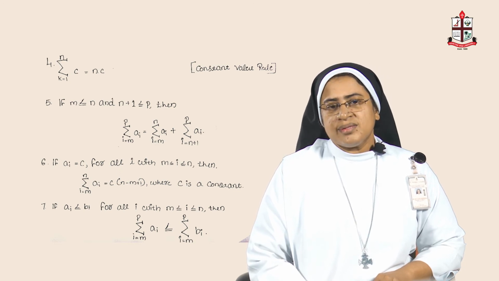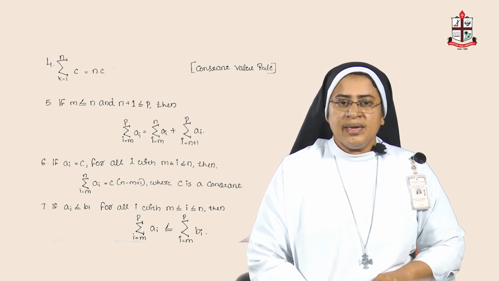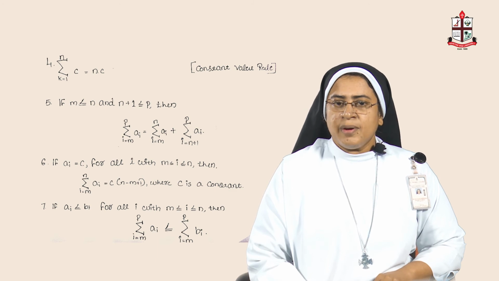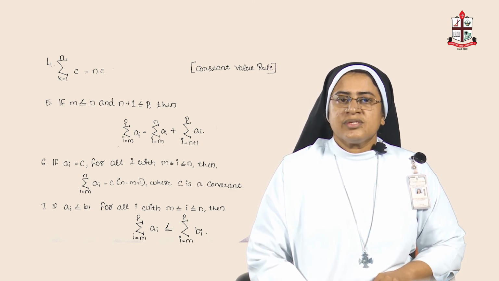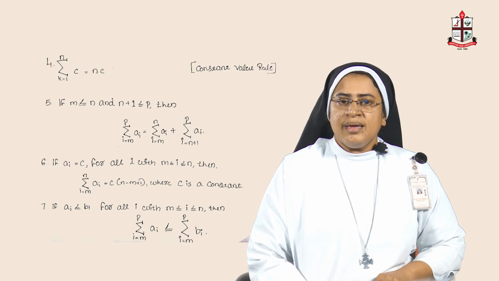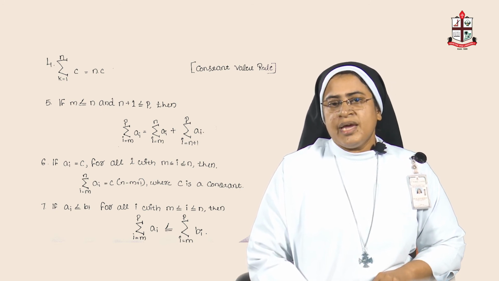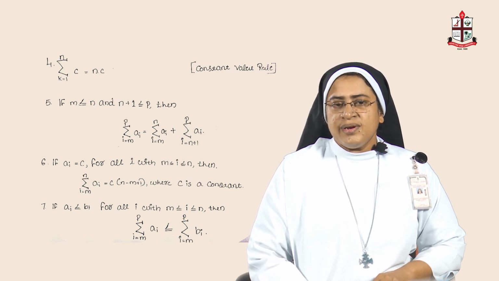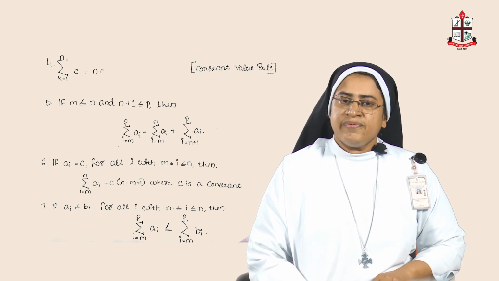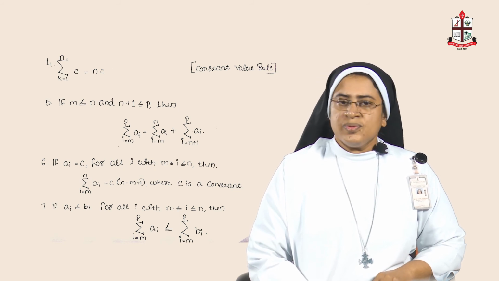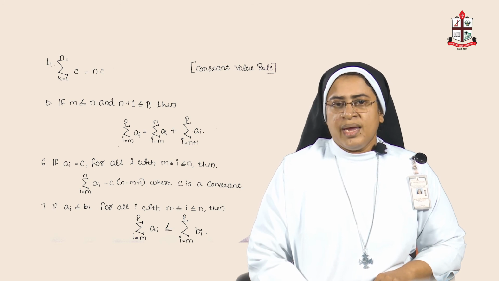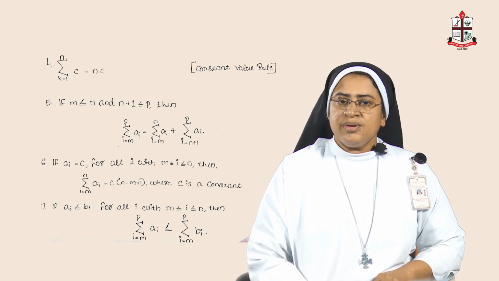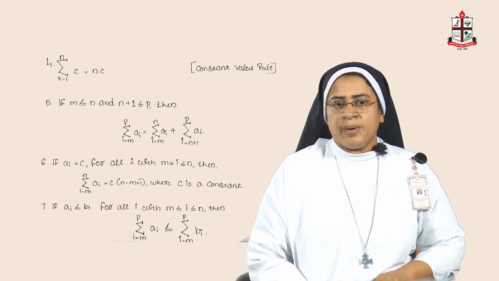Then how can you split this sigma i equals m to p of ai? That is, the numbers from m to p, sigma i equals m to n ai plus sigma i equals n plus 1 to p ai. That is, you are splitting the numbers. For example, sigma i equals 1 to 5 ai, you are splitting it into 2. Sigma i equals 1 to 2 ai plus sigma i equals 3 to 5 ai. Both mean a1 plus a2 plus a3 plus a4 plus a5.